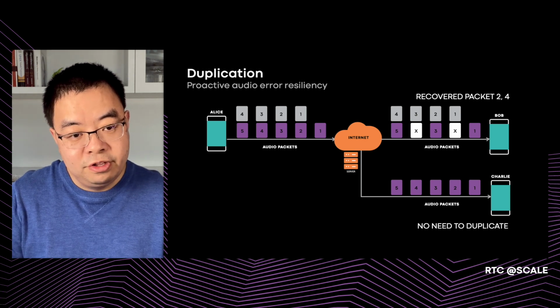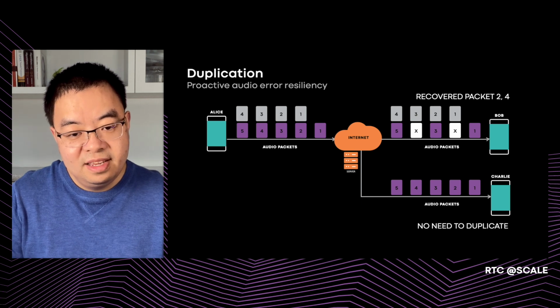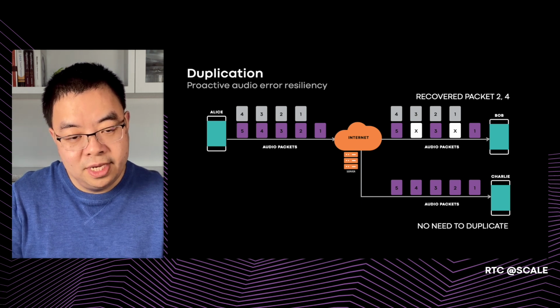The drawback of duplication is also very obvious, because we are introducing a significant amount of bitrate overhead by duplicating packets. It's very important for us to be aware of that and only enable audio duplication when there is enough bandwidth available.